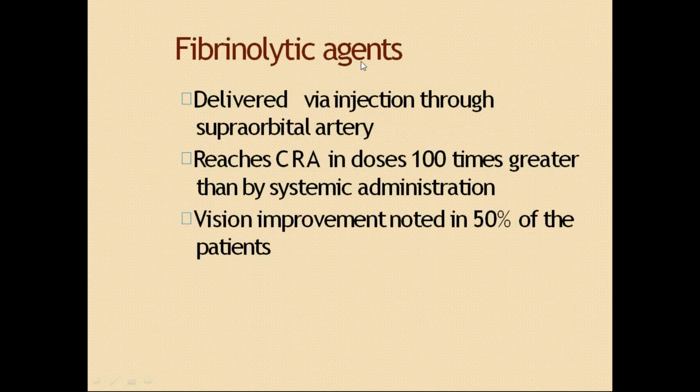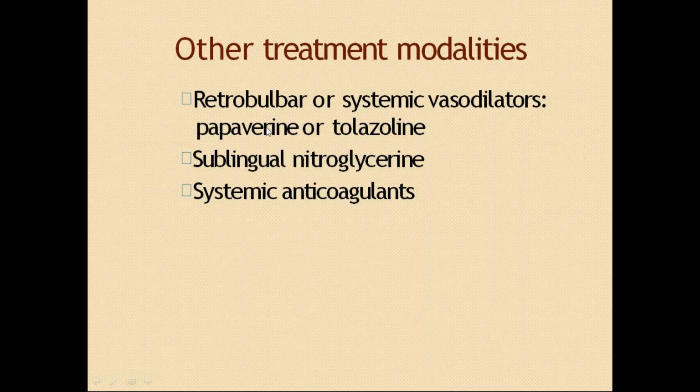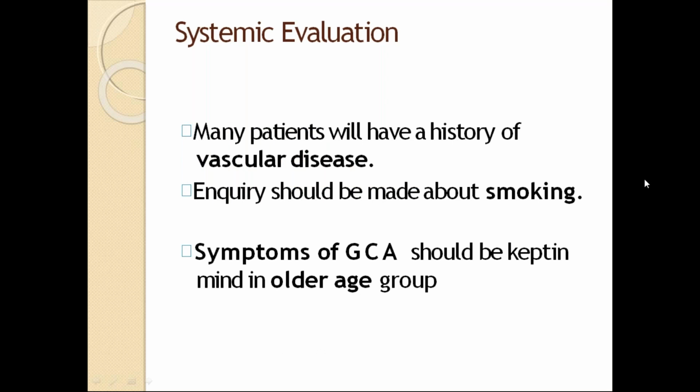Now coming to the next one, fibrinolytic agents. You can give fibrinolytic agents through the supraorbital artery. We don't do this usually. It reaches with systemic administration, and improvement is noted only in 10% or 50% of the people. So other treatment modalities, you can give vasodilators, sublingual nitroglycerin, and systemic anticoagulants.